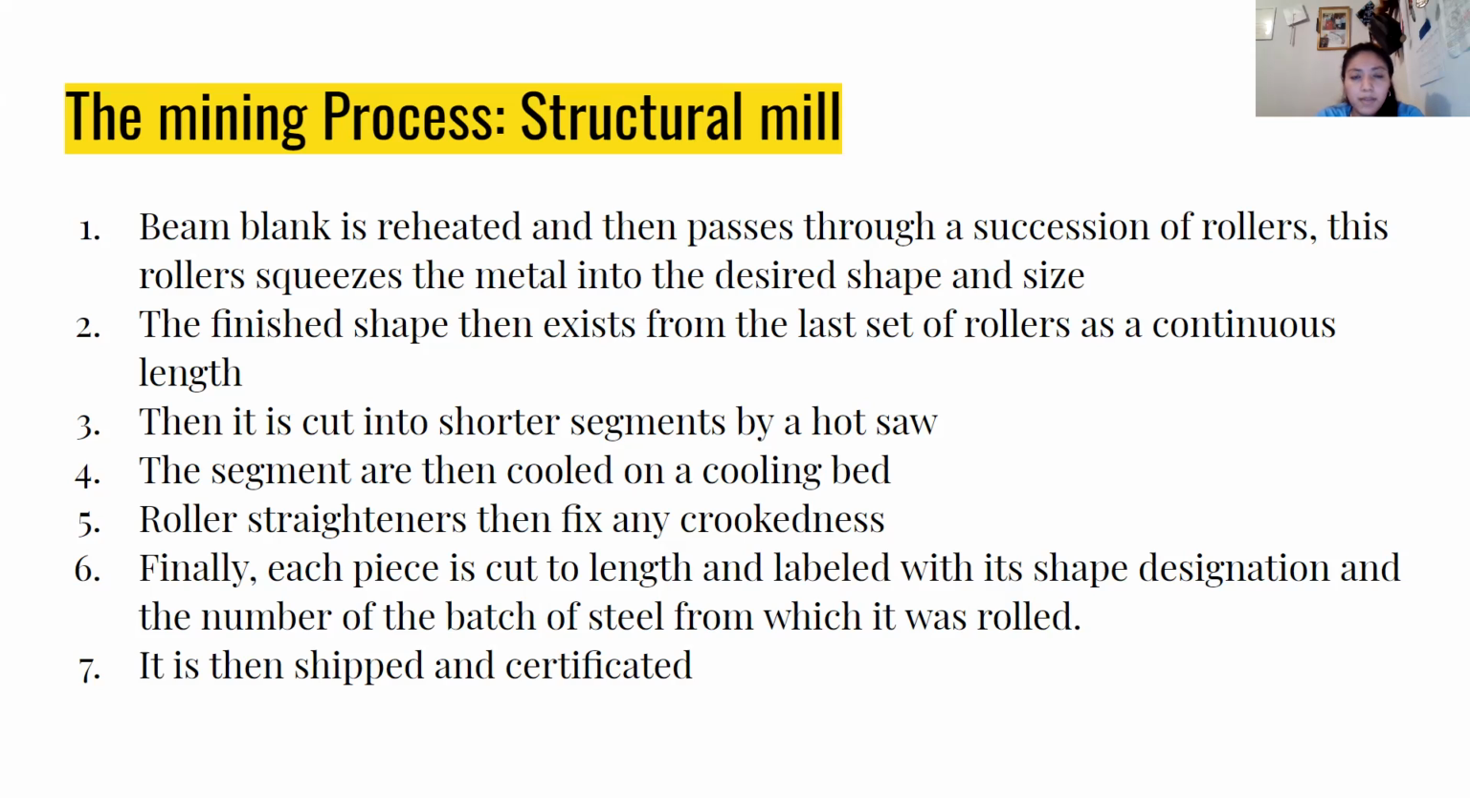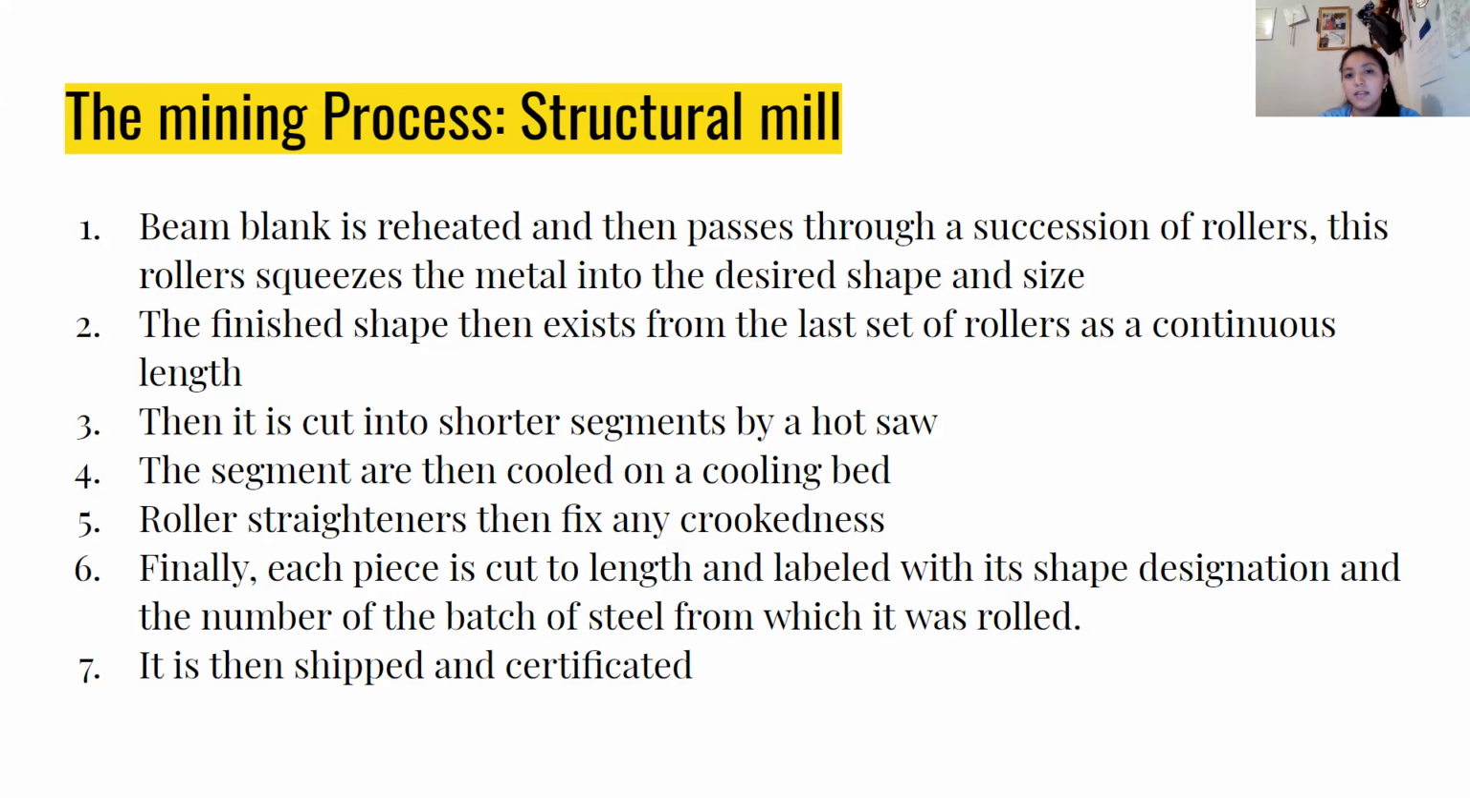In the structural mill, beam blanks are reheated and then pass through a succession of rollers. These rollers squeeze the material into its desirable shape and size. Once that is done, it exits from the last set of rollers as a continuous length. The lengths are then cut into shorter segments by a hot saw. These elements are then cooled on a cooling bed. After this, roller straighteners fix any crookedness in these segments.